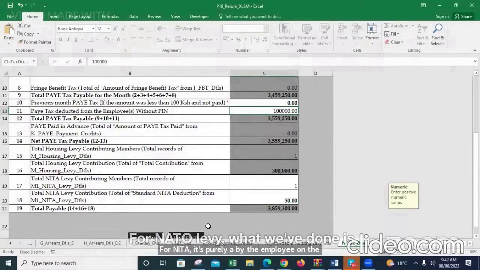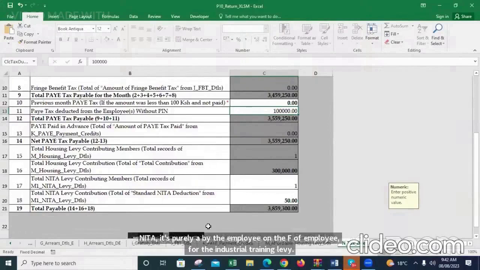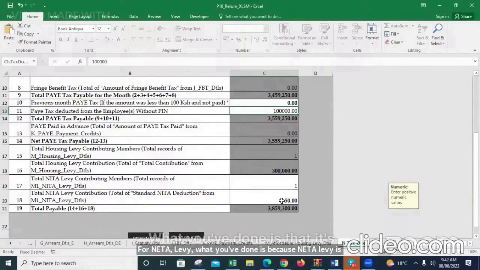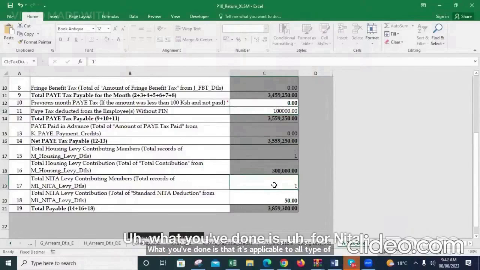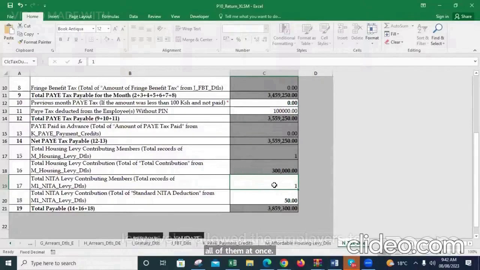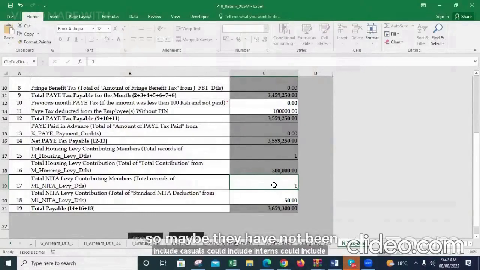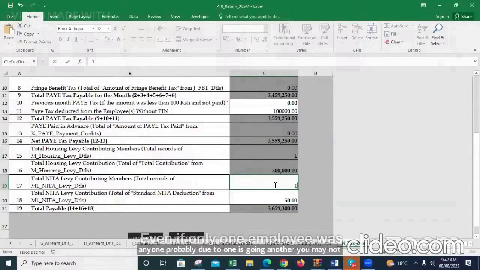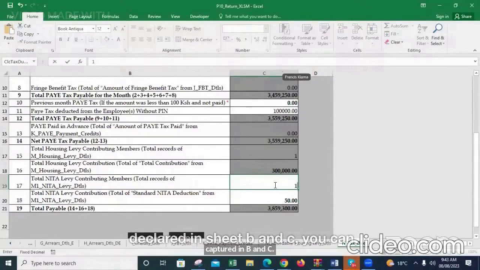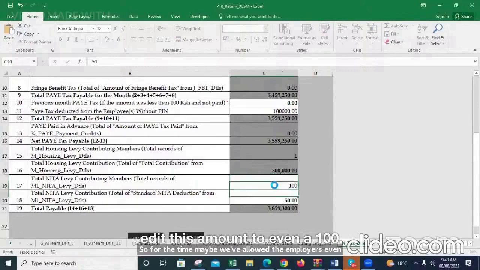NITA levy is applicable at the rate of 50 shillings per employee per month, and it's applicable to all types of employees, resident and non-resident, primary, secondary, all of them at once. For NITA levy, we've allowed the employers to capture more employees, and this could include casuals, interns, or anyone who, for one reason or another, you may not have their PIN number, so maybe they have not been captured in sheet B and C. So even if only one employee was declared in sheet B and C, you can edit this amount to even 100.